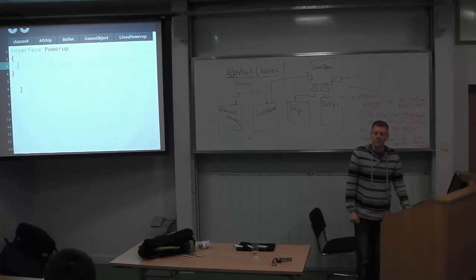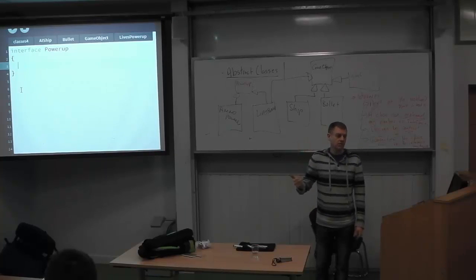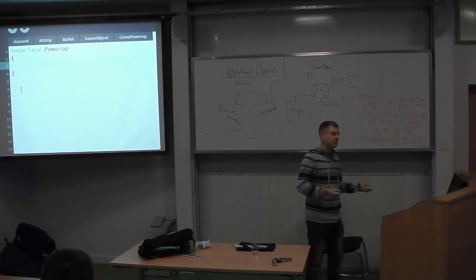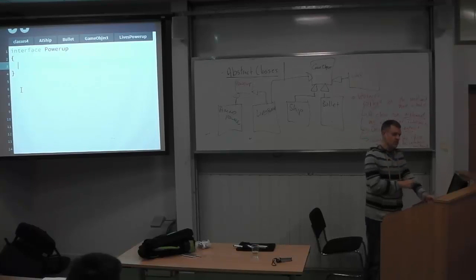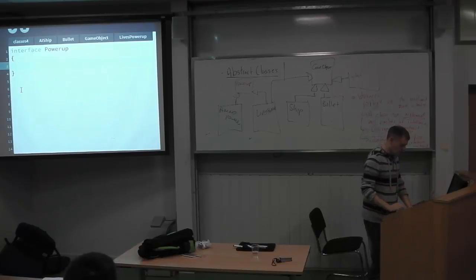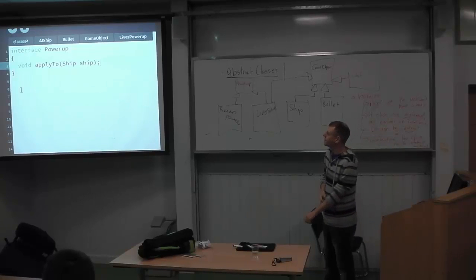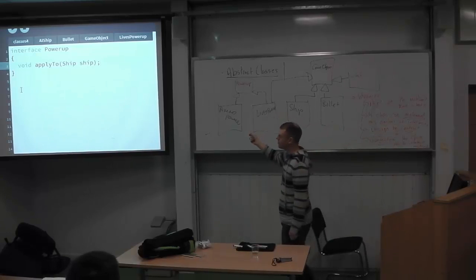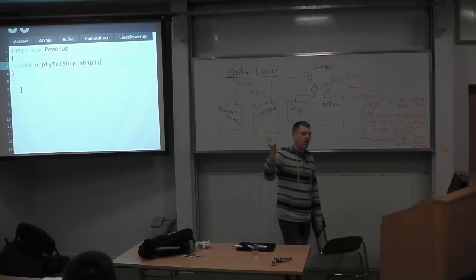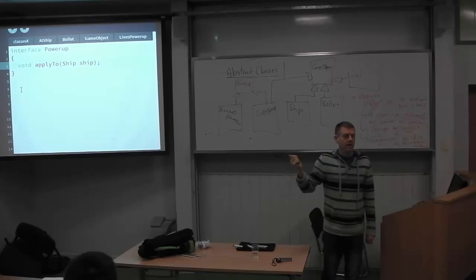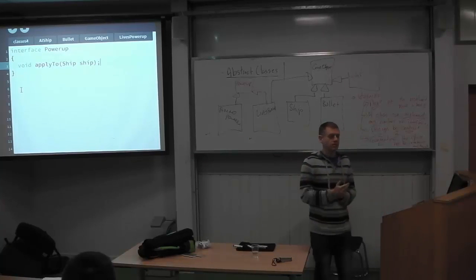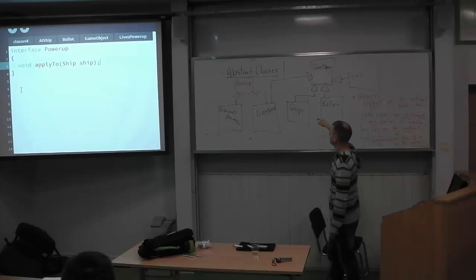So what does every powerup need to do? Every powerup needs to do something to a ship. It's going to either modify the ship's ammunition or modify the ship's number of lives. So the way I've implemented this is I just put one method on it called apply to. That's my powerup interface. That means when a ship finds a powerup, it doesn't matter what the powerup is, I know that it's going to have a method on it called apply to. You pass the ship in, it will do something to the ship.